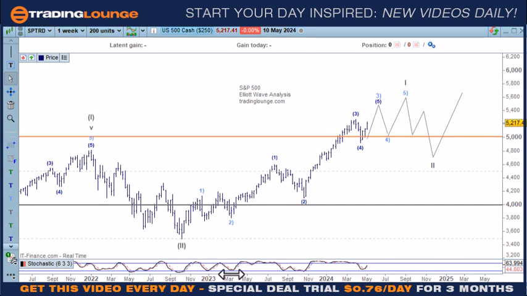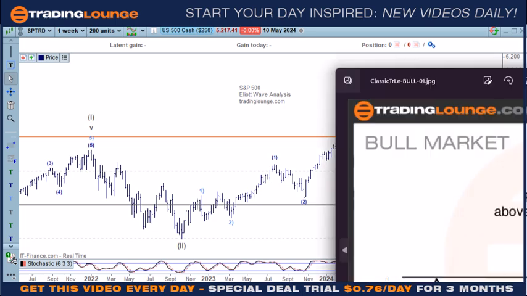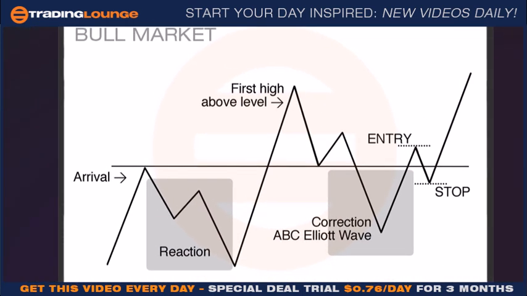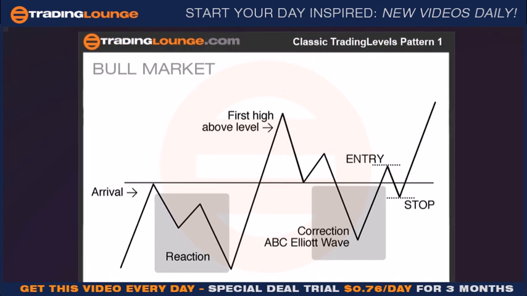So in terms of the basic patterns that we look for in the market at levels, let me just get this image set in the frame here. So this is the basic pattern. We've reacted from this particular level, in this case 5,000. We're moving up here. We'll look for 5 waves up, and then we'd have a correction over here, and then we go up again.